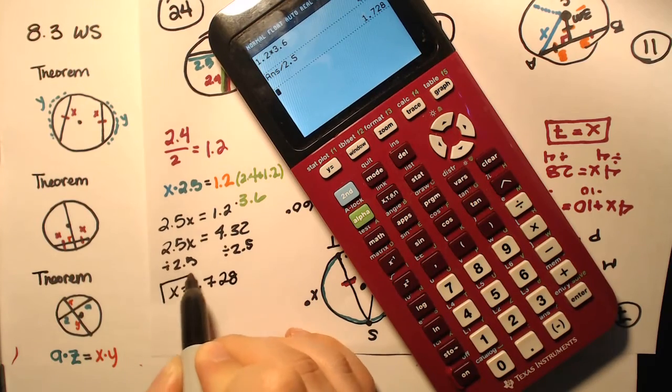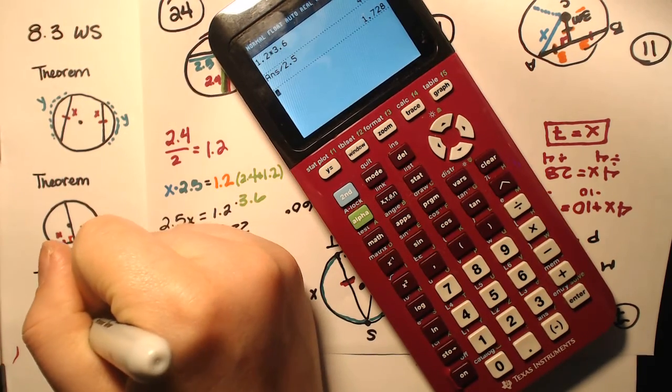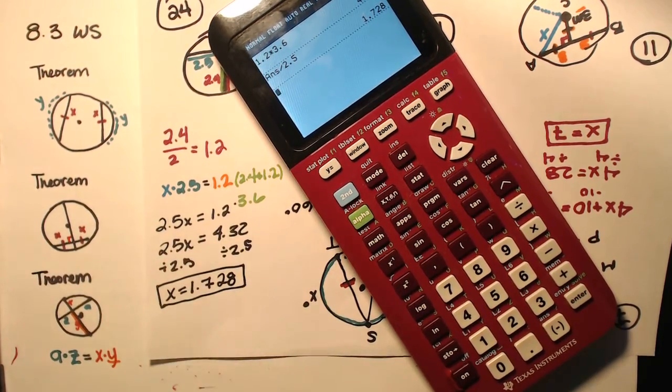So that's how you would set up that one. That one's the most complicated one, is you just have to remember that you're taking that whole length. So this whole piece has to be multiplied.